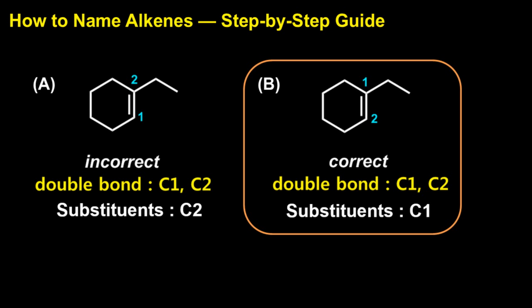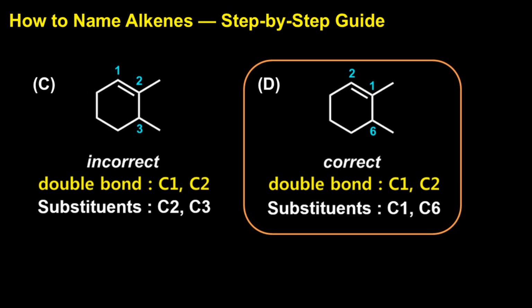Let's see that rule in action. In example A, the double bond is between carbon 1 and 2. That's correct. But the ring is numbered in the wrong direction, so the substituent ends up on carbon 2, which isn't ideal. Now check out example B. We number the ring the other way, and now the substituent is on carbon 1, the lower number. So between A and B, B is the correct one. Same structure, better numbering.